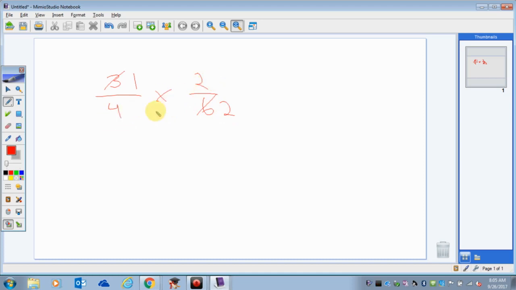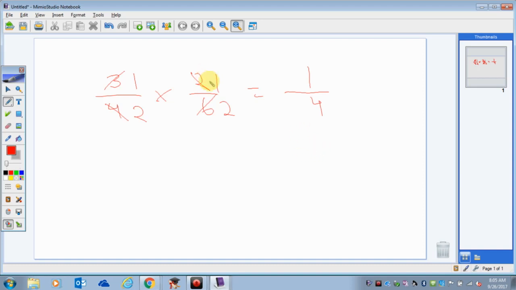And then I look at the other set. 4 and 2. Is there anything that will go into 4 and 2? There also is for that. 2 will go into both. So I cross this out, make it 1, cross this out, 2 will go into 4 2 times. Now I multiply the new numbers. I have 1 and 1, so 1 times 1 is equal to 1. And then I have 2 times 2 is equal to 4.